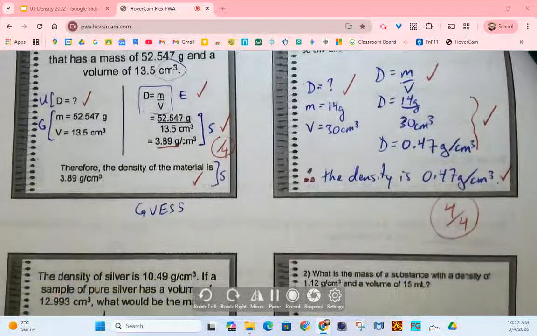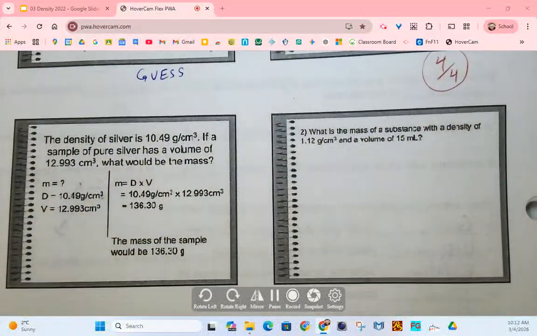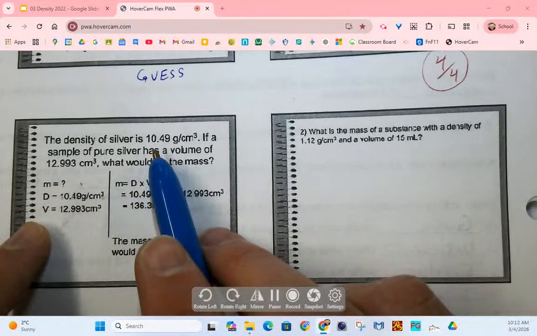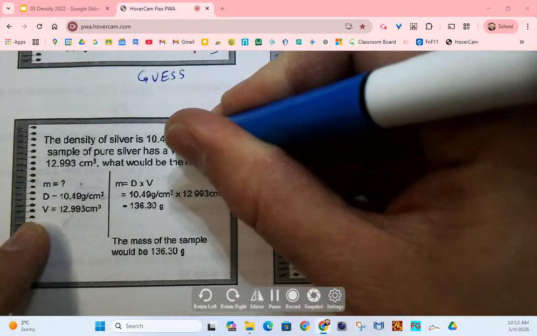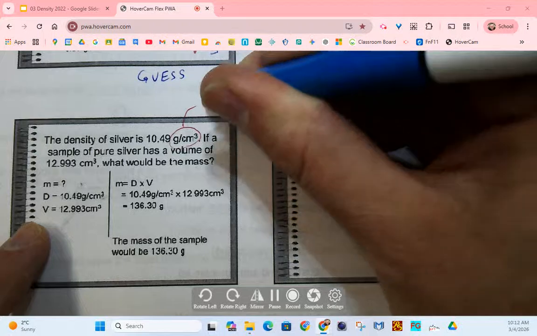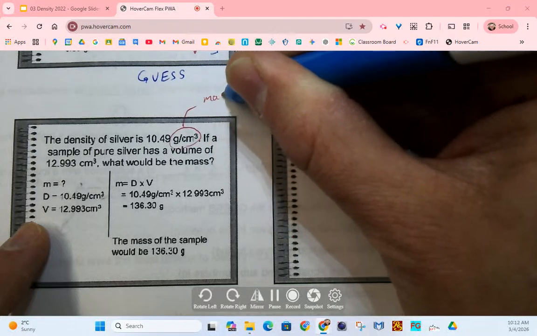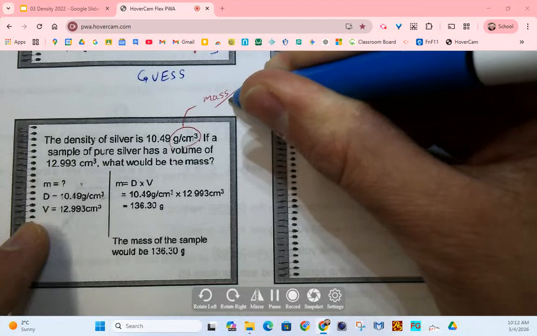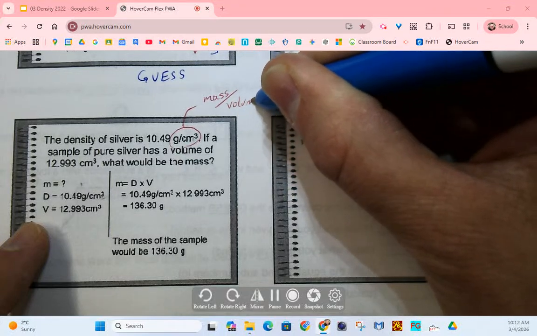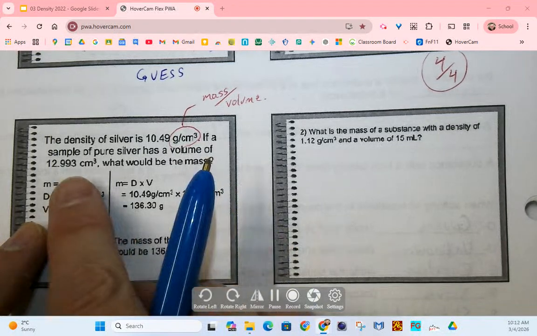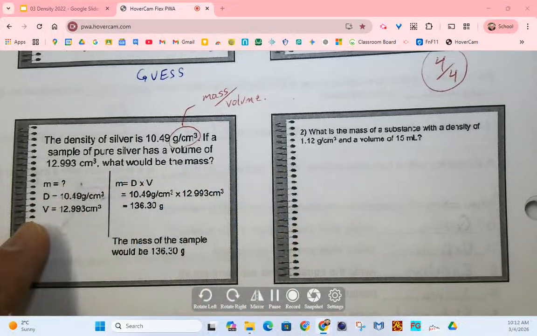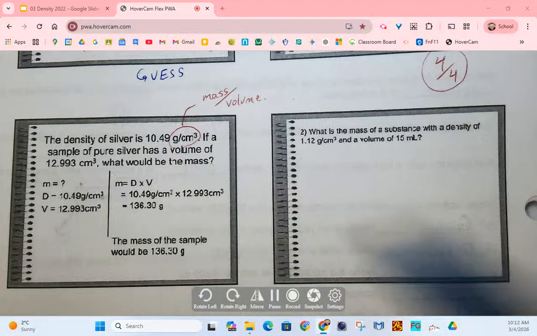I want to try the next one. Again, I've got a model. The density of silver is 0.49 grams per centimeter cubed. Now, even if they didn't tell me it was the density, I can tell that if I have units where there's a mass unit as a rate over a volume unit, that's always going to be a density, okay? So grams per centimeter cubed of a sample of pure silver has a volume of 12.993 centimeters cubed. We want to know what the mass is.